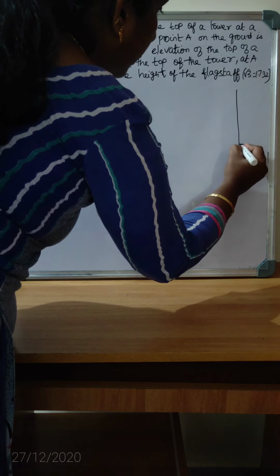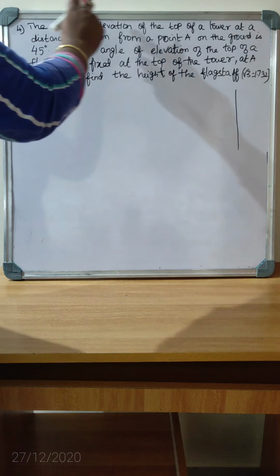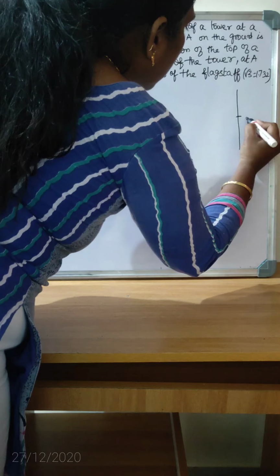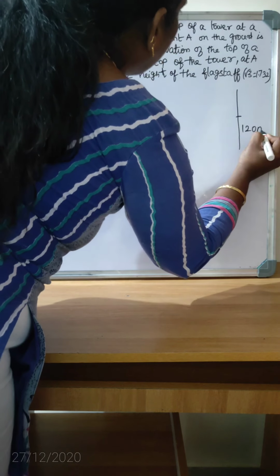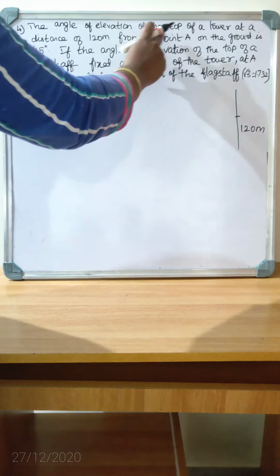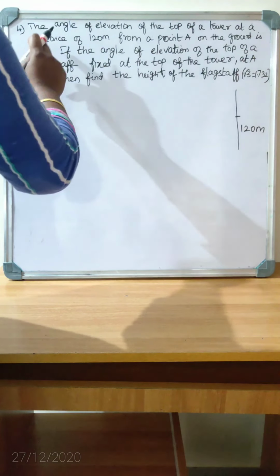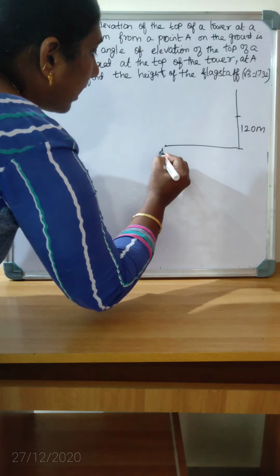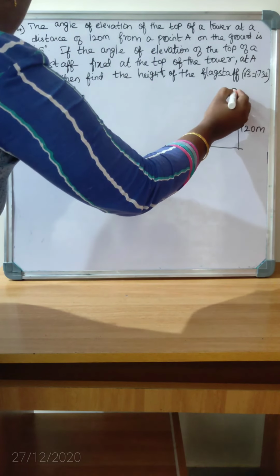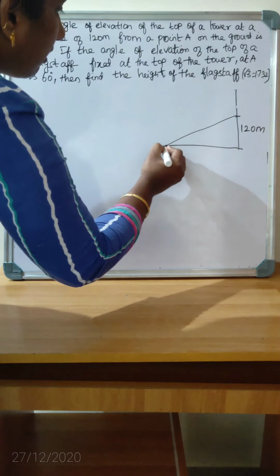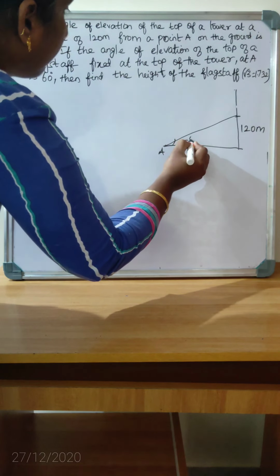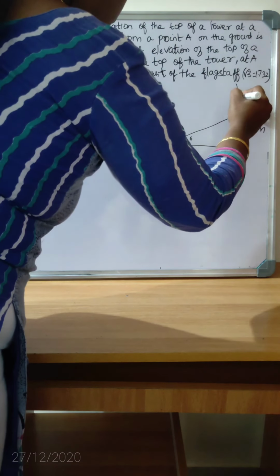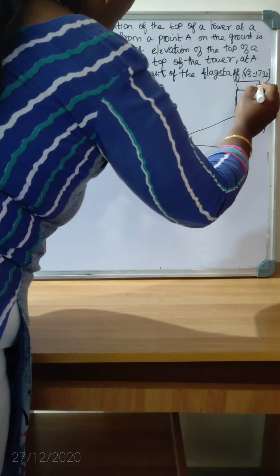We have one tower. The angle of elevation of the top of the tower at a distance of 120 meter. So this is the tower, it is 120 meter, from a point A on the ground is 45 degree. So this is the ground, which is represented as point A, and we have the angle of elevation 45 degree.